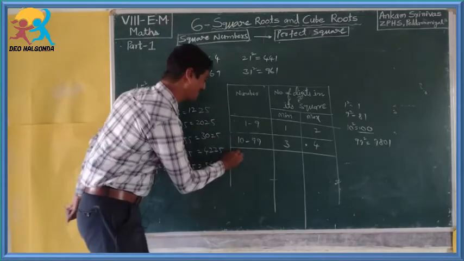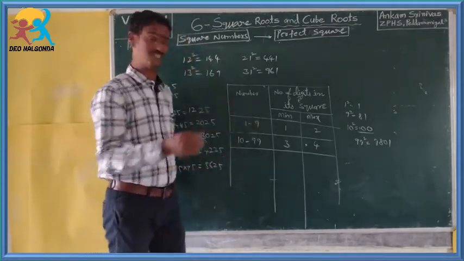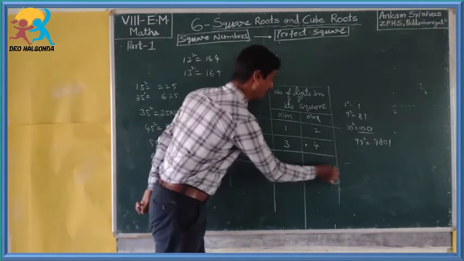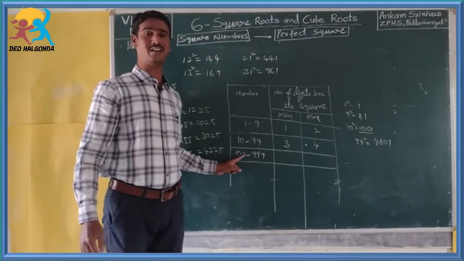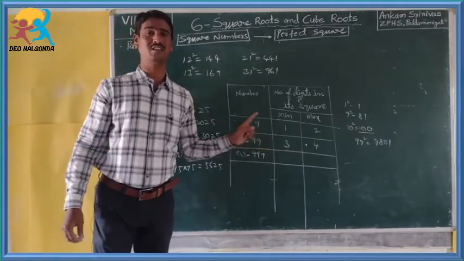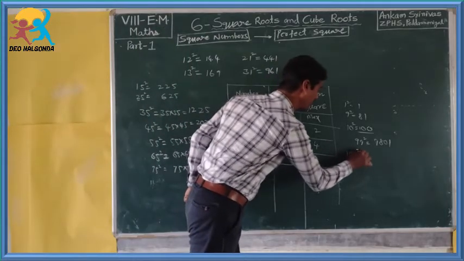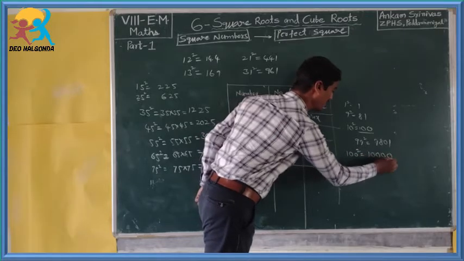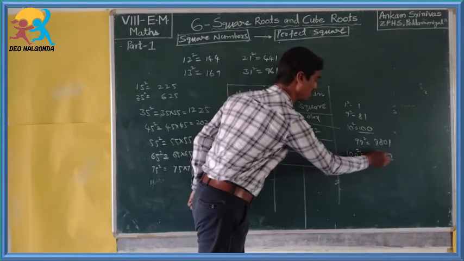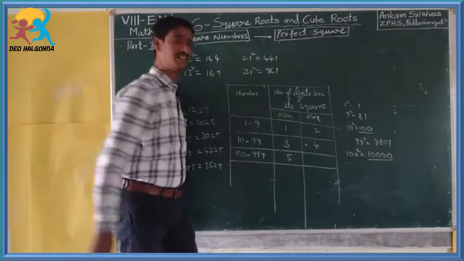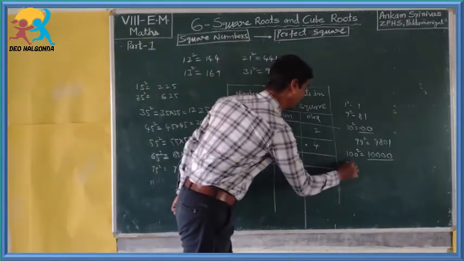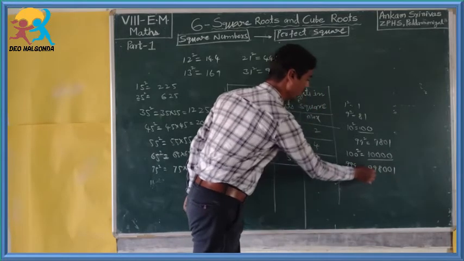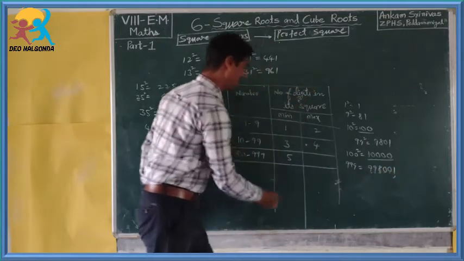Very interesting. Suppose I take the 3 digit numbers, smallest 3 digit 100, biggest 999. Let's check 100 into 100. 1 into 1. 100 square means we will get 1 into 1, 1, 2 zeros, again 2 zeros. How many digits are there? 1, 2, 3, 4, 5. So minimum 5. Maximum 999. We will get 998001. So 1, 2, 3, 4, 5, 6. Yes, 6 digits.